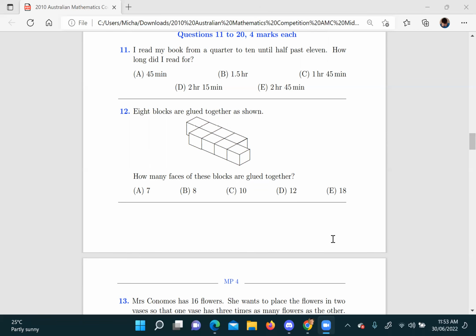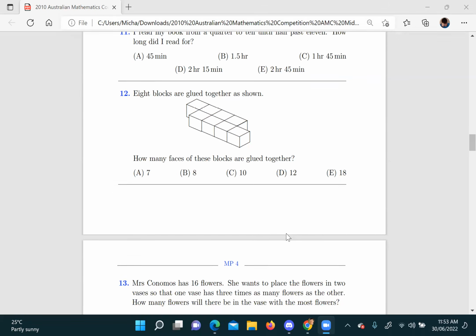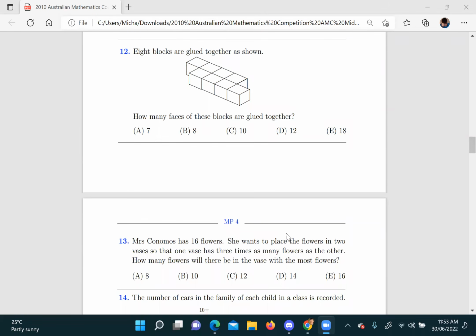Yeah. Actually, when I first read this, I read 11 as 7, but then I couldn't. There was no 12-hour option. So, 12-hour options. Okay. 12 blocks are glued together. It's 10. How many faces are glued together? It's 8.